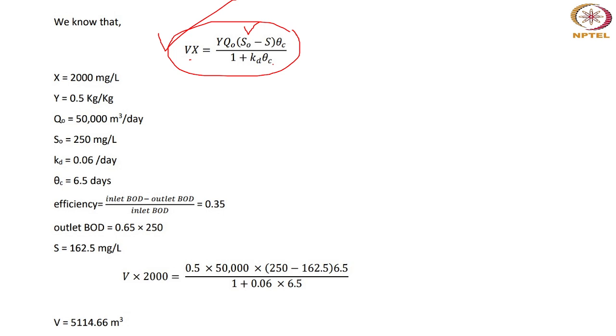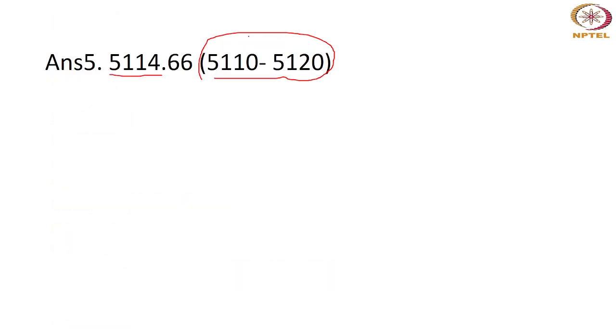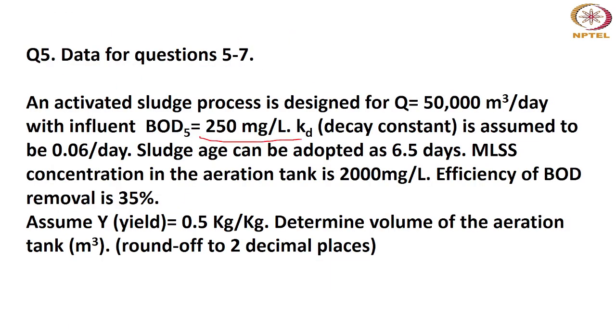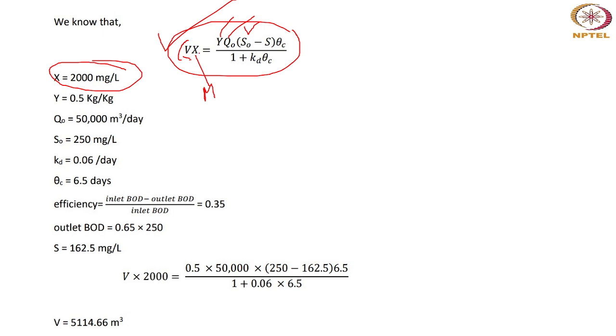I hope all of you know what Y means and what Q means. So V is the volume, that is my required volume, that's what I want to calculate. X is the MLSS concentration, and it was given as 2000 mg per liter in the question. You can refer to the question. The value of V we need to find out. Then S naught, that is the BOD5 concentration, 250 mg per liter. Q is given as 50,000 meter cube per day. So here Q naught is 50,000 meter cube per day, and S naught is 250 mg per liter.